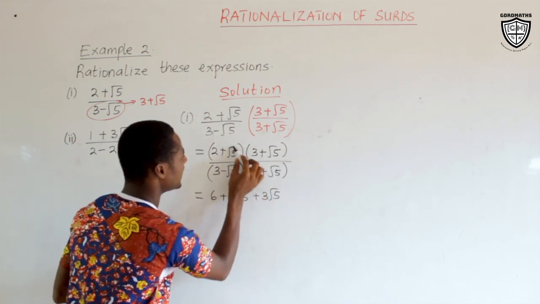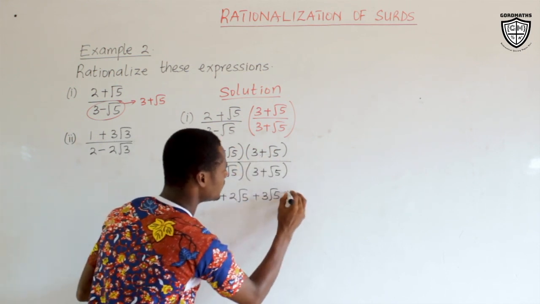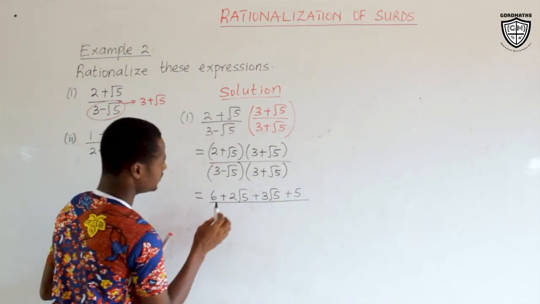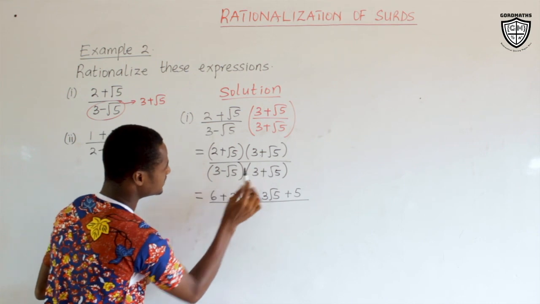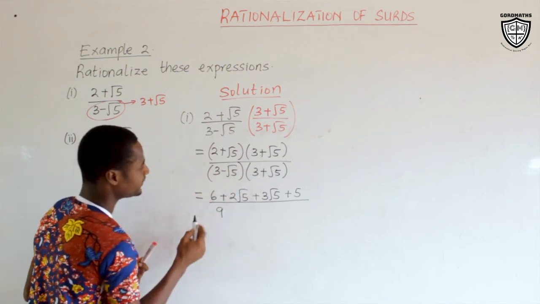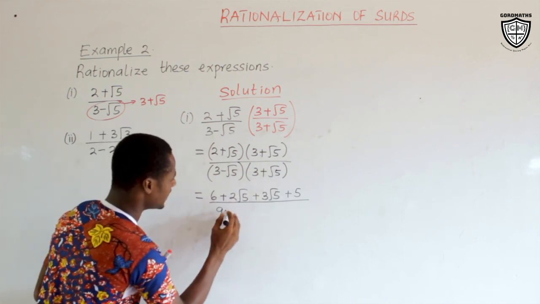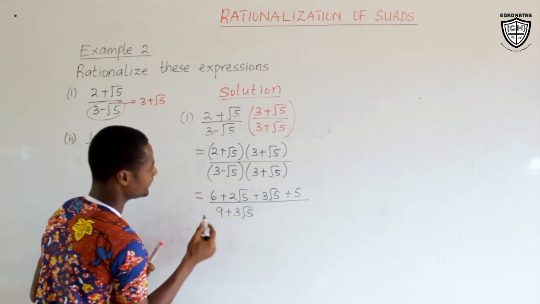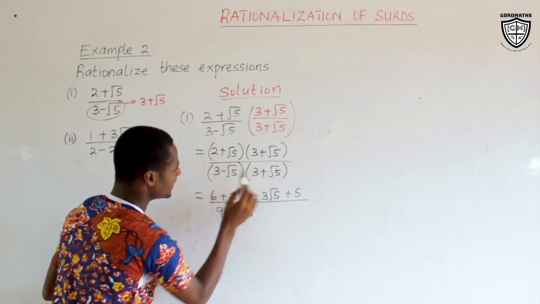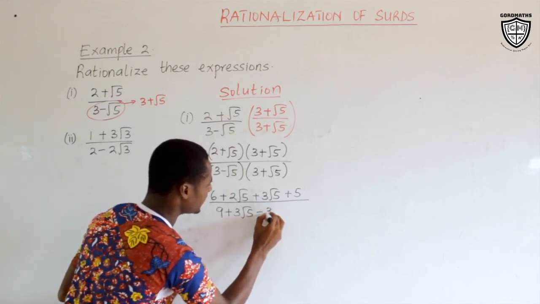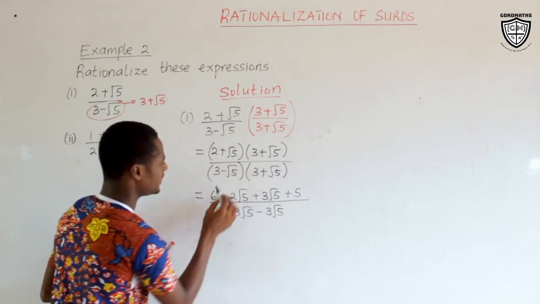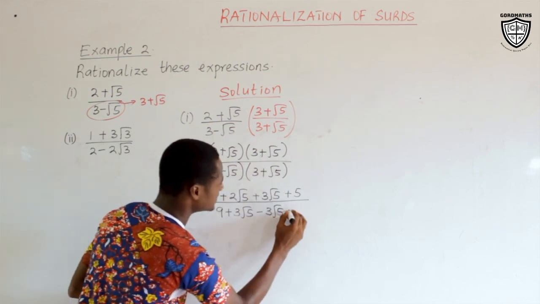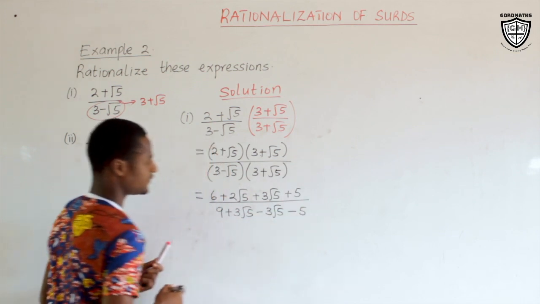And then root 5 times root 5 will give us 5, divided by, at the denominator, 3 times 3 is 9. Then 3 times root 5 is positive 3 root 5. Negative root 5 times 3 gives negative 3 root 5. And then negative root 5 times root 5 will give us negative 5.